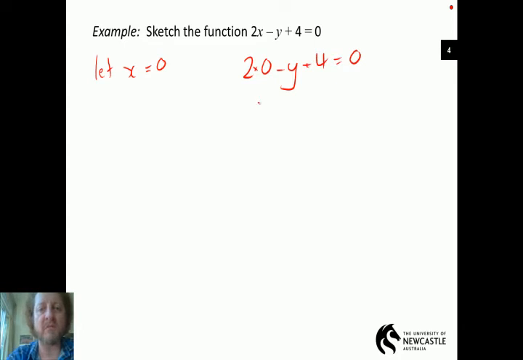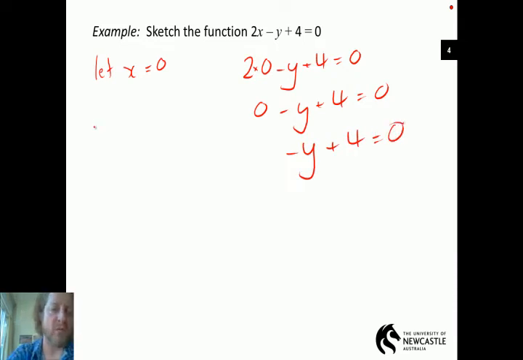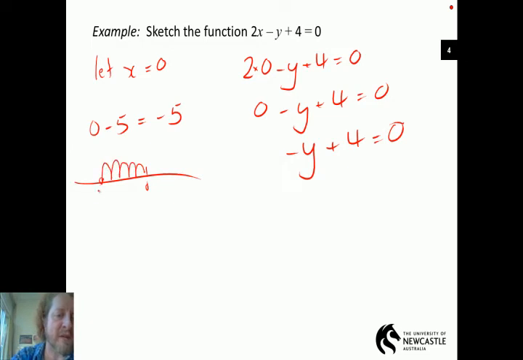What's 2 times 0? 0. What's 0 minus y? Well, the 0 doesn't have to be there. It's exactly the same as minus y. In the same way, what's 0 minus 5? It is minus 5. I don't have to write the 0 there. 0 minus 5 steps is minus 5.